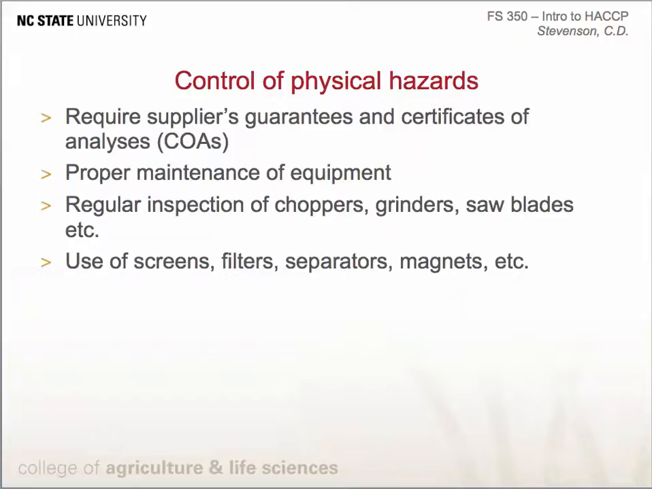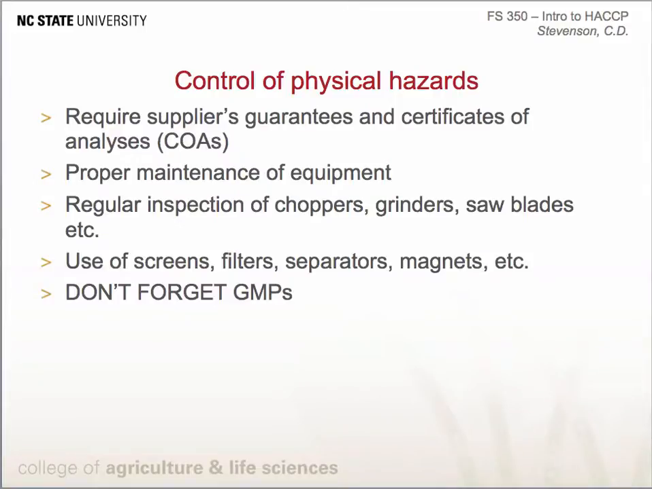Also, the effective use of screens, filters, and separators can remove certain physical hazards. Magnets can prevent the contamination from many metal objects. A properly functioning metal detector can also help to minimize the presence of metal in the finished product. Last but not least, good manufacturing practices can be used to control the risk of physical hazards. We don't want our personnel working in the facility to have zippers, rings, or earrings, or even bracelets in the presence of the food processing environment. And so that's why we ask visitors and plant personnel, or the line workers, to take off their jewelry before entering the facility.